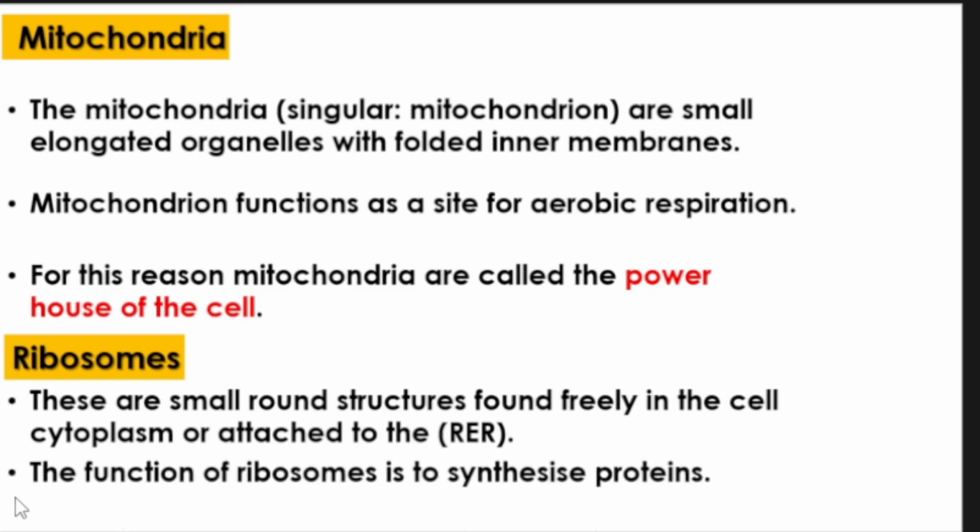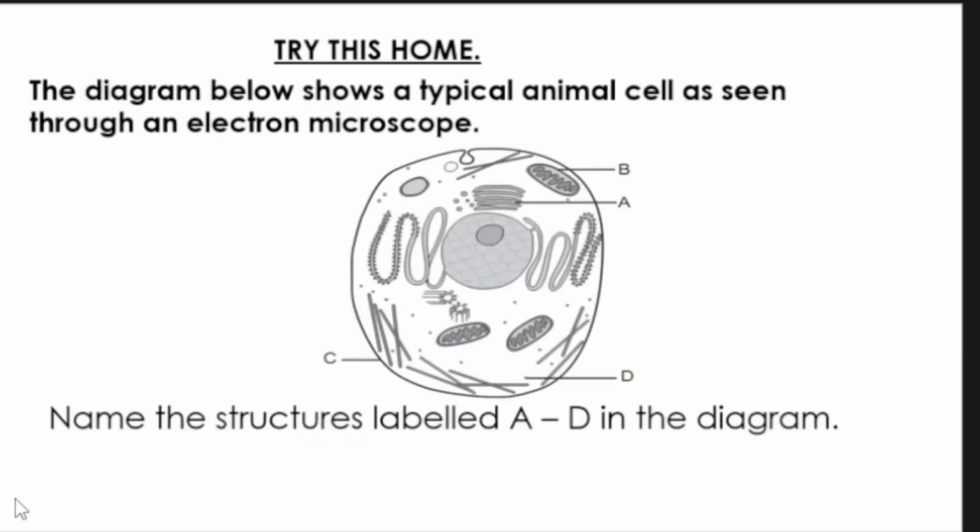Before we go, I have work for you, and the work is here. Try this at home. It says the diagram below shows a typical animal cell as seen through an electron microscope. So this is an animal cell. Then the question says, name the structures labeled A to D. So you need to name this structure labeled A, this one B, this one C, and also D.